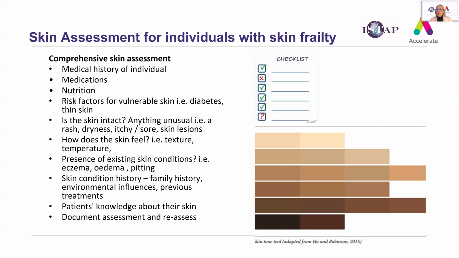How does the skin feel? What's the texture? What's the turgor? And what's the temperature? Is there presence of existing skin conditions such as eczema? Or is there swelling anywhere? Is there pitting to that swelling? Is there pitting to the skin? Skin condition history, family history, and environmental influences become important when we are looking at a skin care regime. And has the client had any previous treatments? Clients who have had radiation can have skin impacts, as well as clients who are on dialysis. Our renal clients, their skin changes as well.